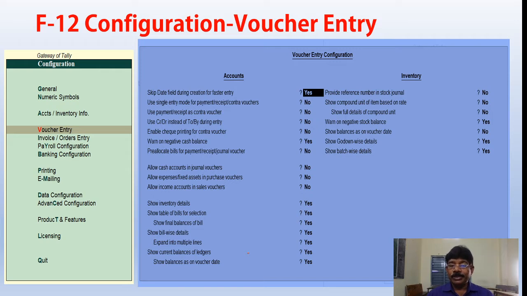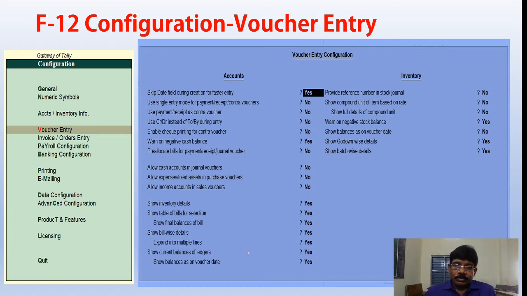Use payment and receipt as contra voucher. Sometimes the transactions of bank receipts and bank payments come under contra transactions. Instead of going for F4, I can enable yes here. In the payment voucher only, I can pass the cash account debit to the bank account, for the withdrawal of money, like that. Use CR/DR instead of To/By during entry.